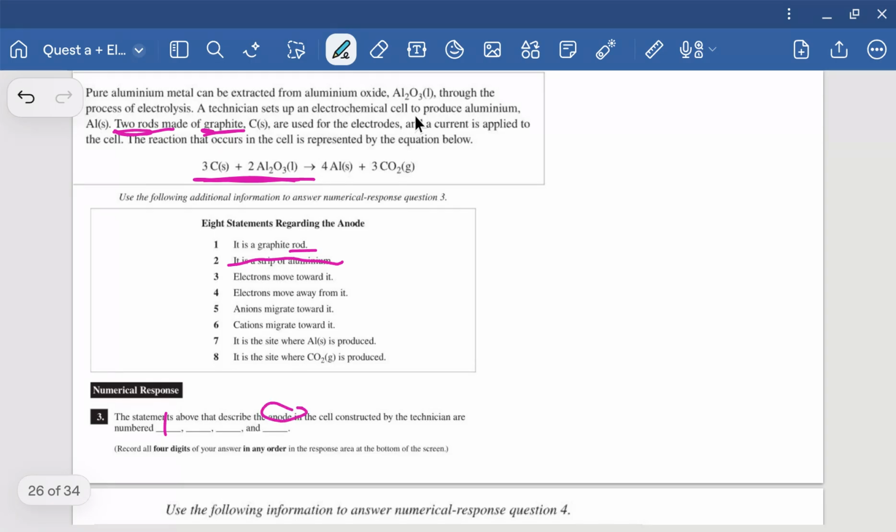So if that is our number 1, then the next one is asking, again, about the anode. So it's a bit of a theory question. Electrons will move away from it, not towards it. And then anions migrate towards it. That would be number 5.